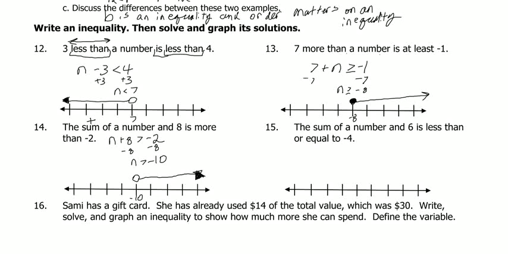Number 15 says that the sum, addition, of a number and 6 is less than or equal to -4. So they spelled this one out for us. Less than or equal to. So that's going to be n plus 6 is less than or equal to -4. We subtract 6 from both sides of that, and it's going to be n less than or equal to -10. We're going to put a closed dot here. And n is less than that, so we go to the left. And it goes like that.